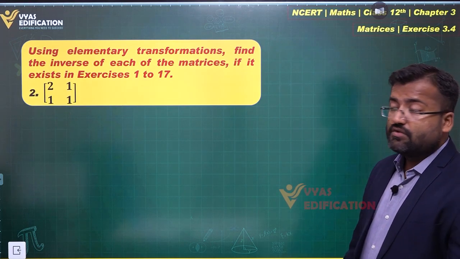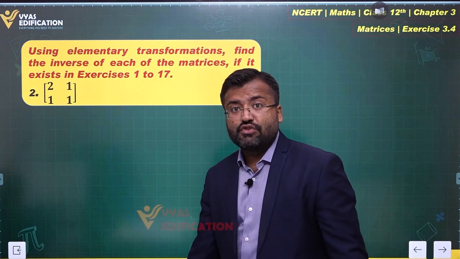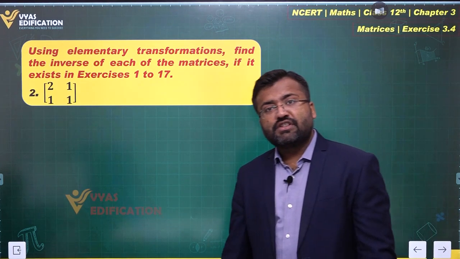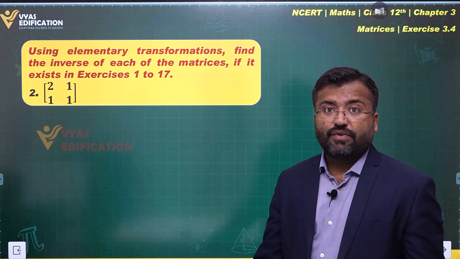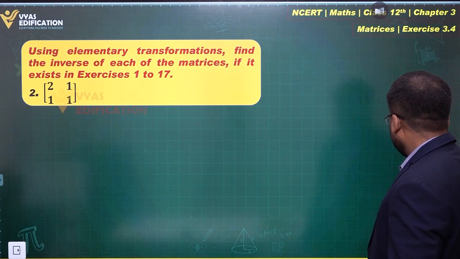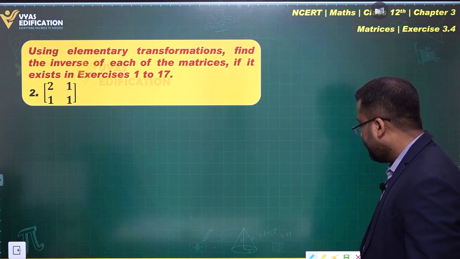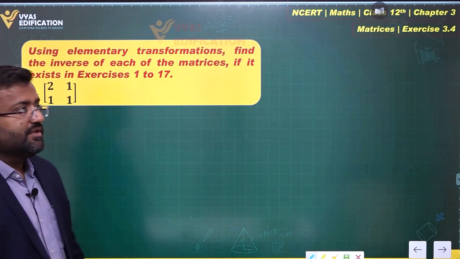Let's try and solve this one. What does this question say? We are supposed to find the inverse once again. We have discussed the concepts related to inverse already, and let's go about finding the inverse of this using elementary transformations. We have solved the first question using elementary row transformation. Let's solve this one using elementary column transformations.